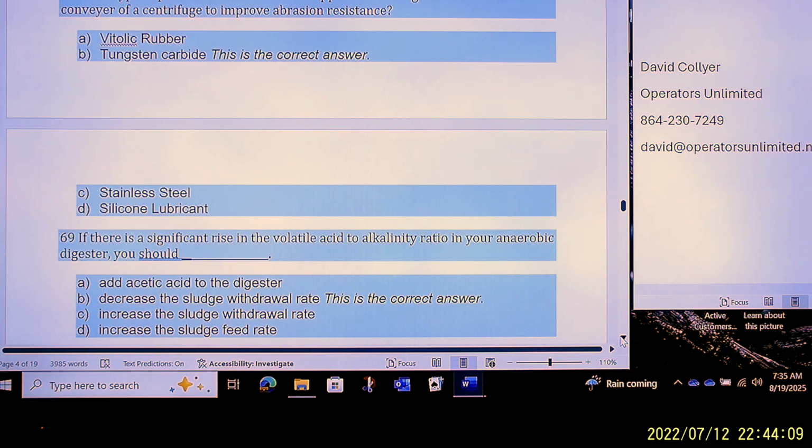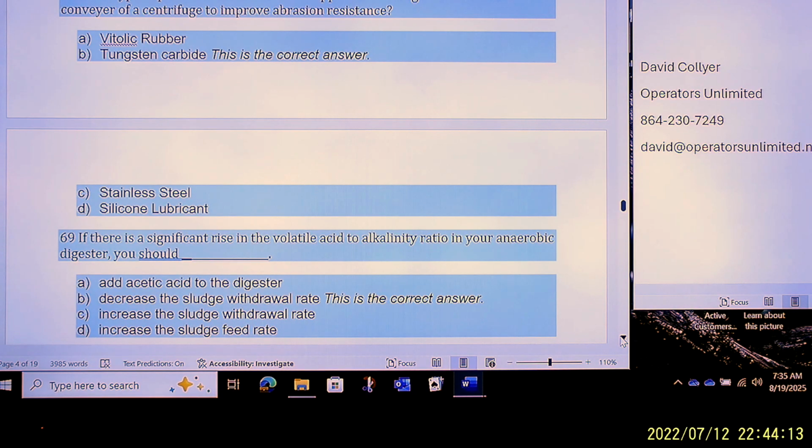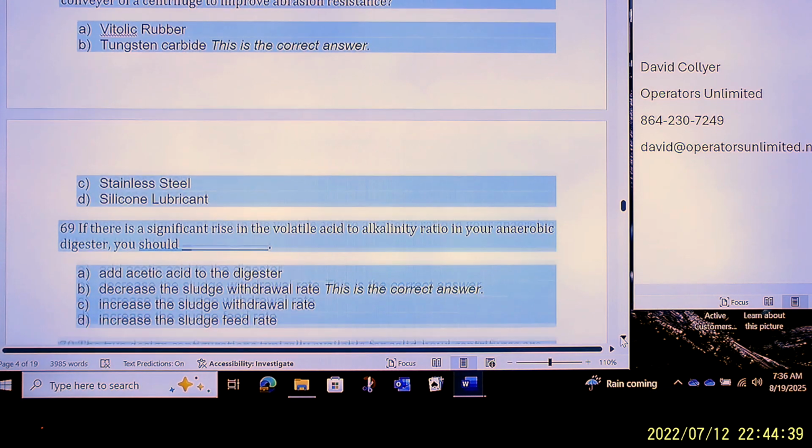Number 68. What type of protective material can be applied to the edge of the screw conveyor of a centrifuge to improve abrasion resistance? A. Victaulic rubber, B. Tungsten carbide, C. Stainless steel, or D. Silicon lubricant. The answer to 68 is B, tungsten carbide.